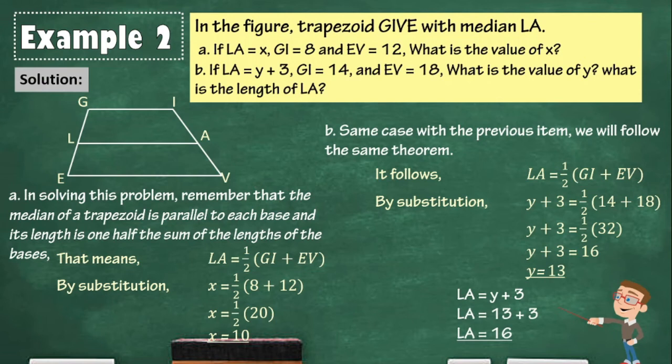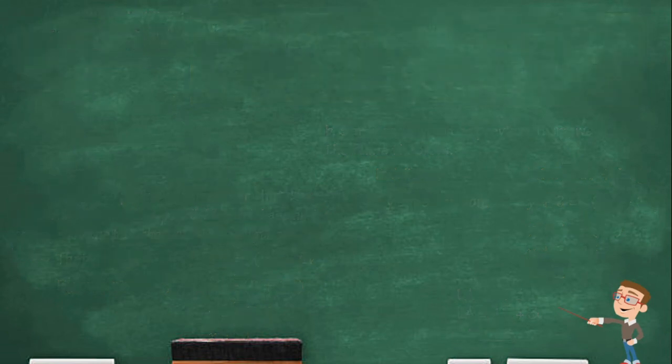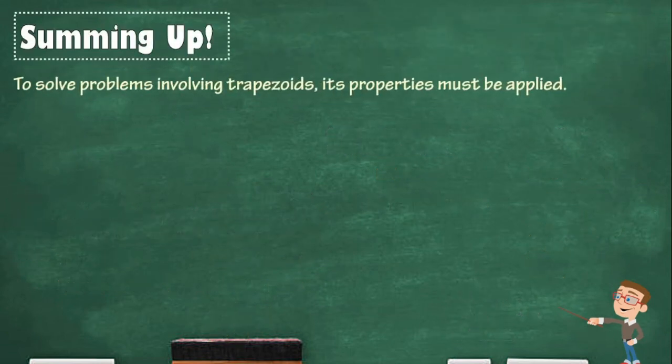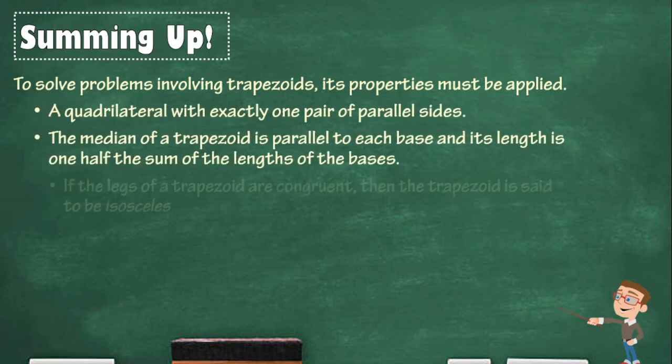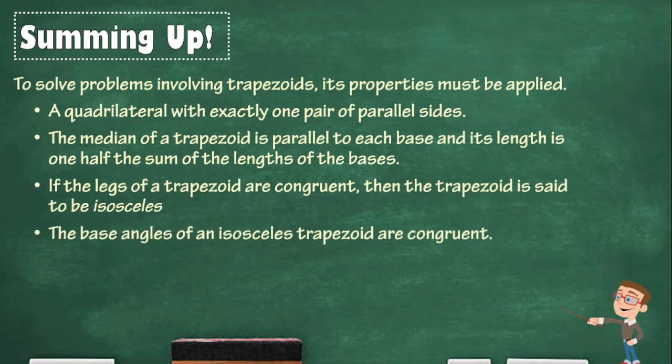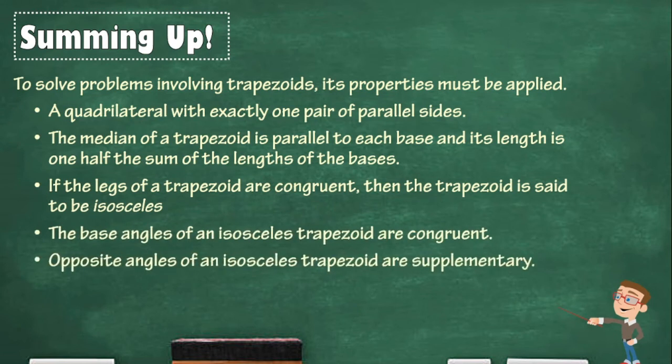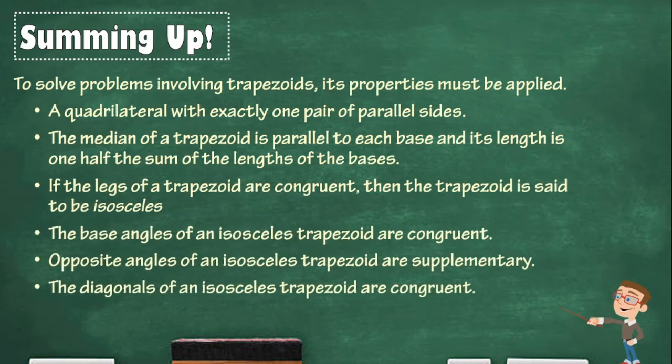There you have it. I hope we have understood the lesson very well. Let us have the summing up. So to solve problems involving trapezoid, these properties must be applied. Take note of the definition and the properties of our trapezoid as well as the isosceles trapezoid.